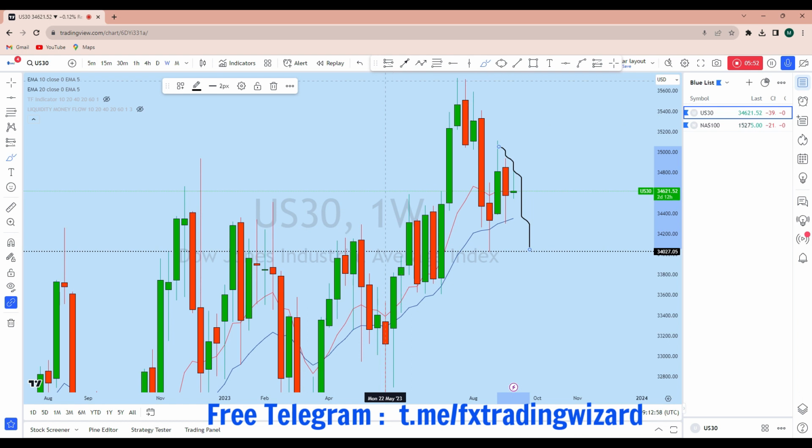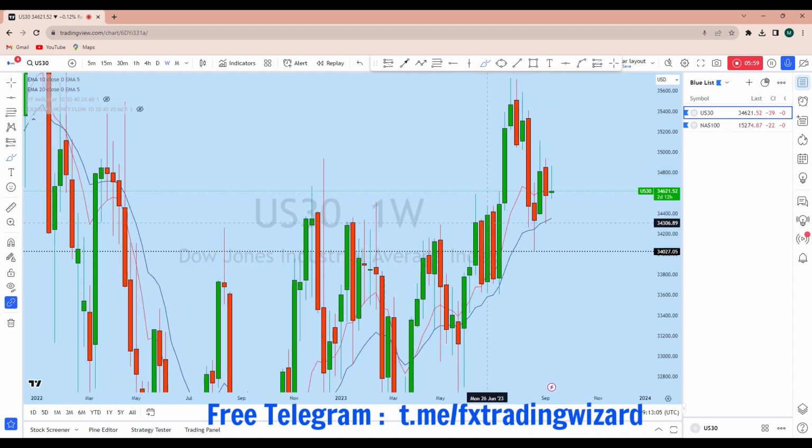We can expect US30 to push down to create a new lower low. I think that the price might slowly come back down below this support level before moving up to create a new higher high.